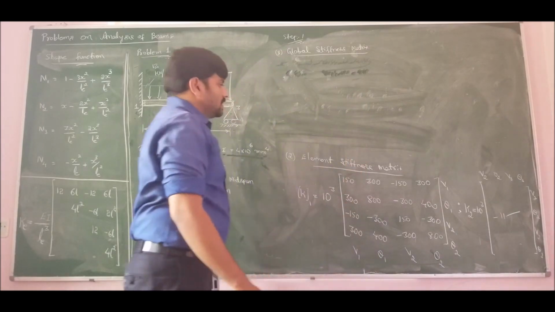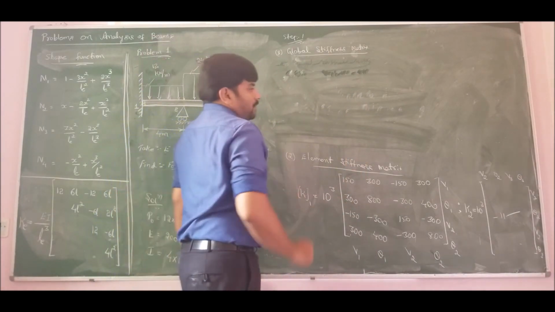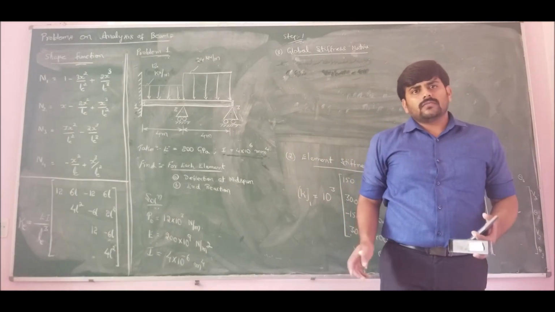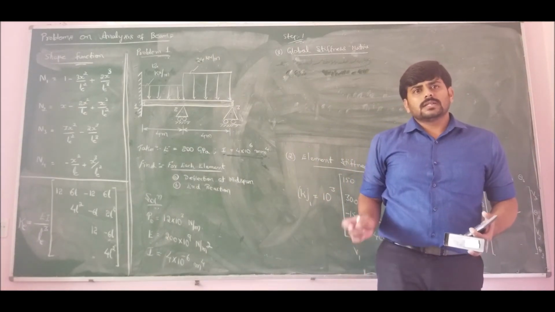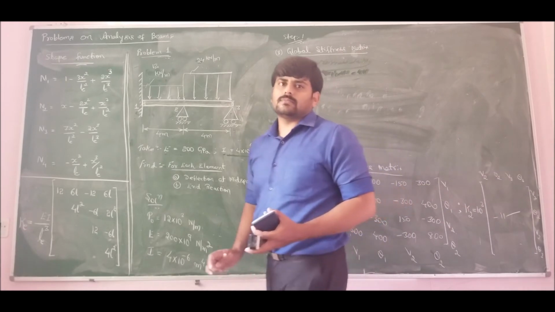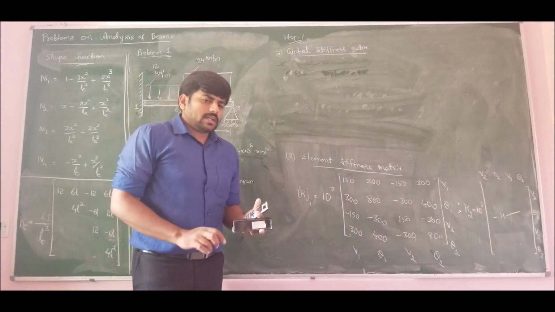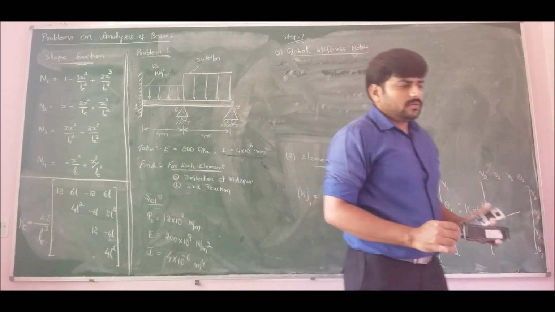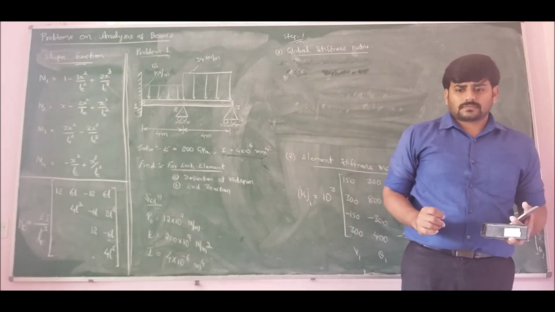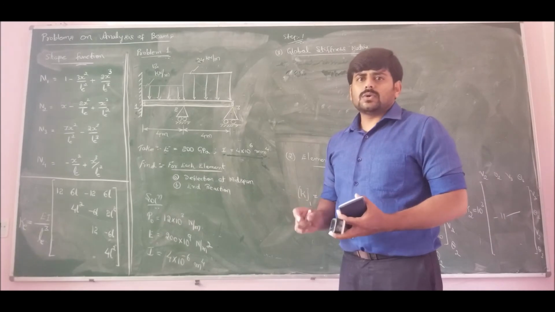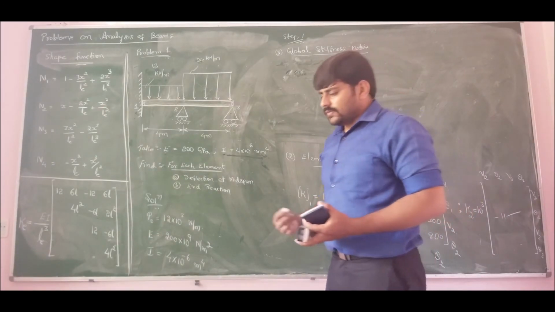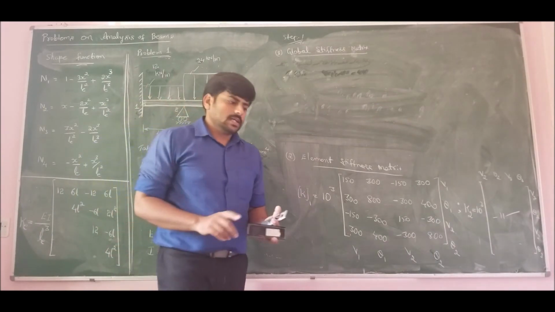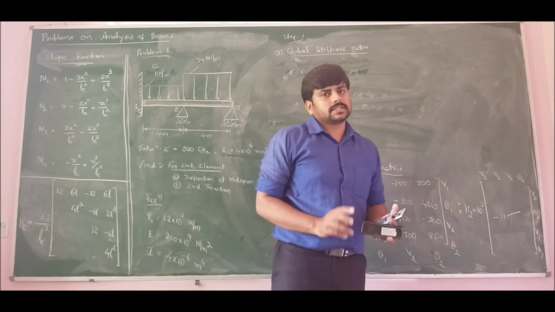So if I find the global stiffness matrix, the order of the global stiffness matrix is equal to n cross n, where n is the number of nodes when each node has 1 degree of freedom. The order is 2n cross 2n, where n is the number of nodes and each node has 2 degrees of freedom. The order is 3n cross 3n, where n is the number of nodes and the degrees of freedom for each node is 3.